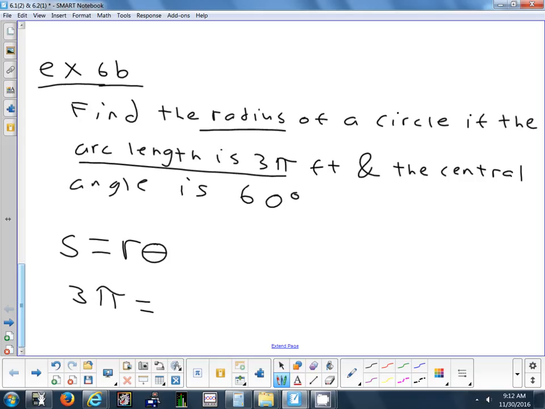How about the radius? What am I going to plug in for that? I don't know the radius. It says find the radius. So that's your variable. And what about my angle? What about theta? It has to be converted. If I plug it in as 60, it's not going to work because it's not in the right unit. Just looking at it, how do you know it's in the wrong unit? What tells you that? It's in degrees, right? You get the little circle.